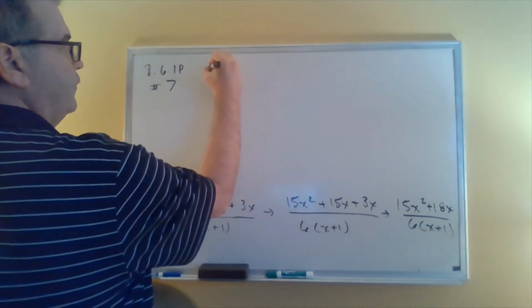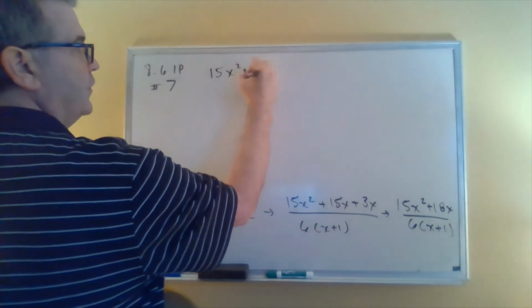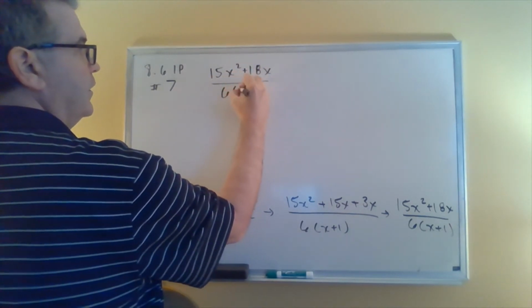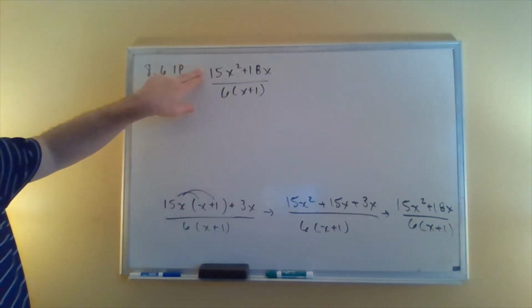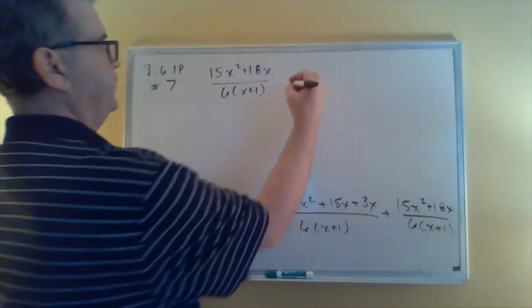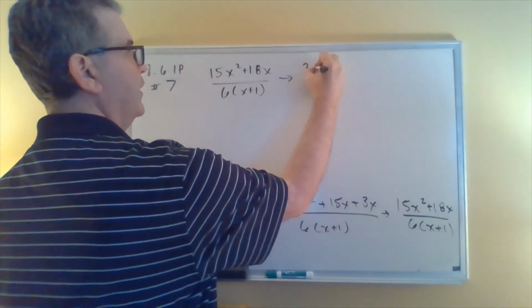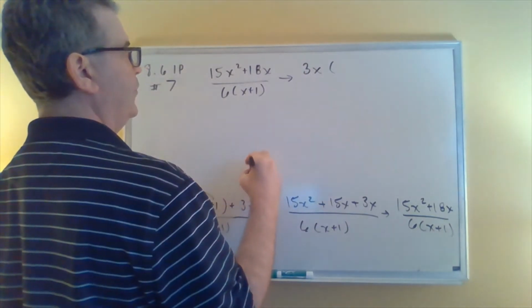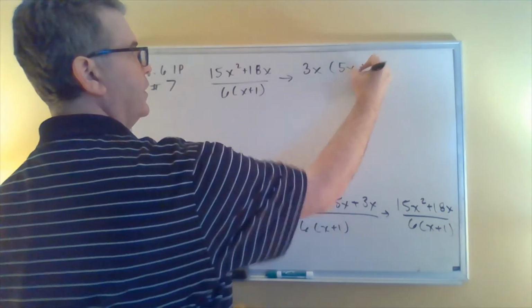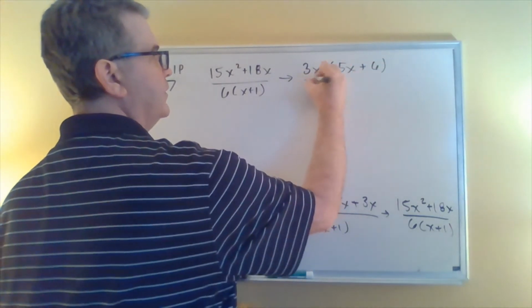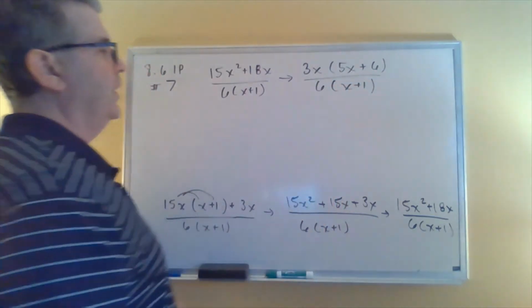All right, so I have (15x squared plus 18x) over (6x plus 1). I'm going to factor a greatest common factor out of the top here. I'm going to factor out, looks like, 3x. So when I factor 3x out of the top, I'm going to be left with 5x plus 6 inside the parentheses, and then my denominator is still 6x plus 1.